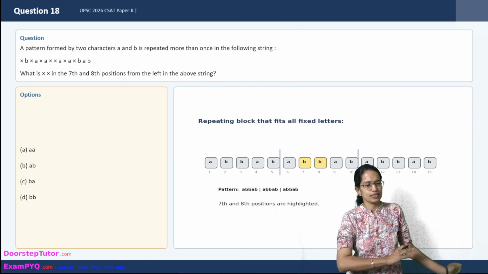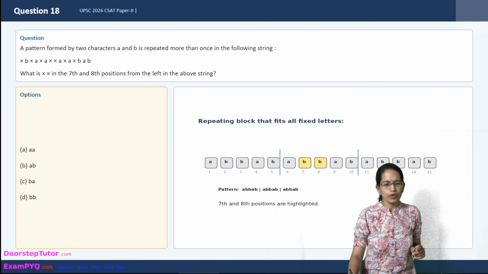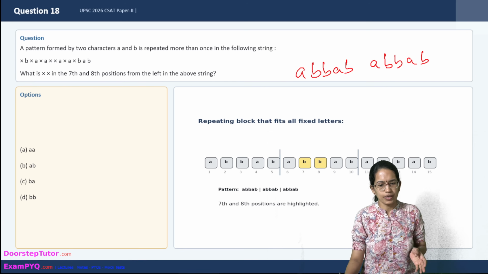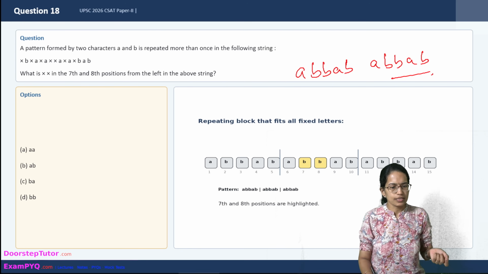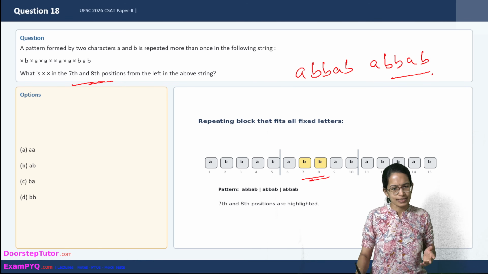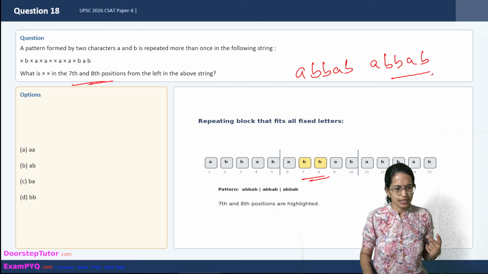The next question is a simple series of A, B, B, A, B, repeating A, B, B, A, B and so on. Now the question asks about the 7th and the 8th positions from the left. So that is B, B in the sequence. As simple as that, a direct question.